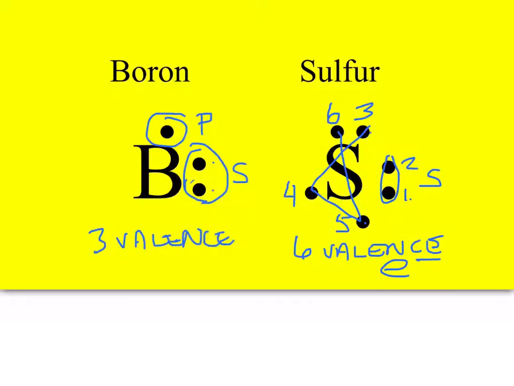Now, all of these are available for bonding later on. So it doesn't matter that they're paired up or not. They're all valence electrons, and they can all be bonded to later on. So they have 6 valence electrons. All 6 are available for bonding.